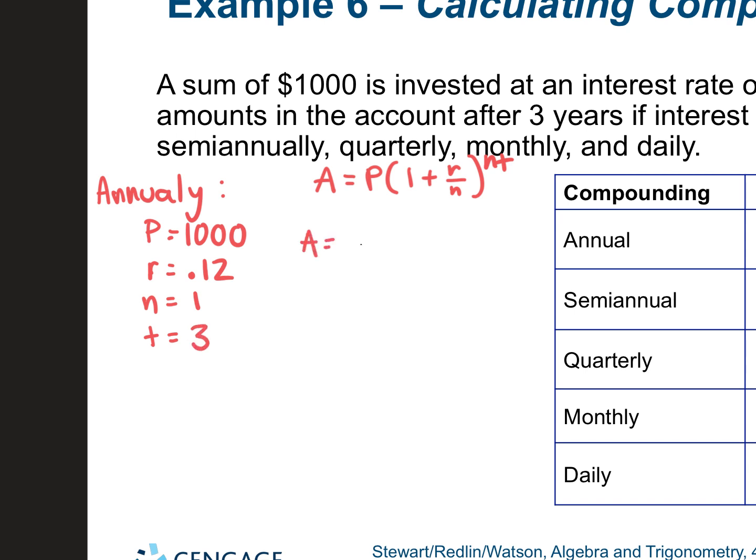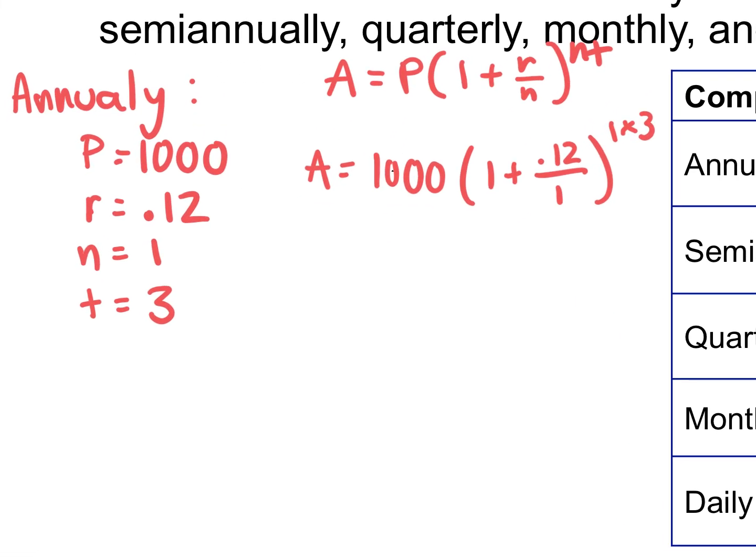So let's plug that all into our formula. A is the amount that we're looking for. It's equal to 1,000 times 1 plus 0.12 over 1, to the power of 1 times 3. Calculator. You got to do these in the calculator. It's important to follow the order of operations. That's where people get confused. The easy part is plugging it into the formula, knowing what goes where, but you do need to make sure you plug it in your calculator in the correct order.